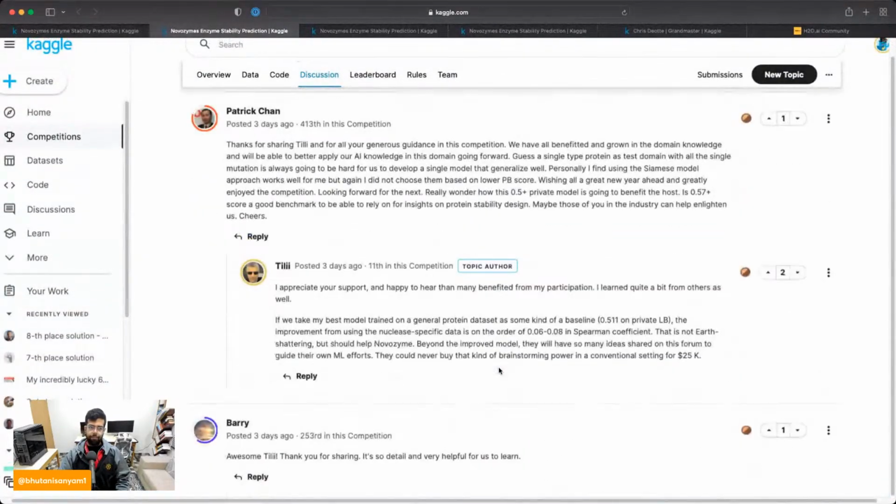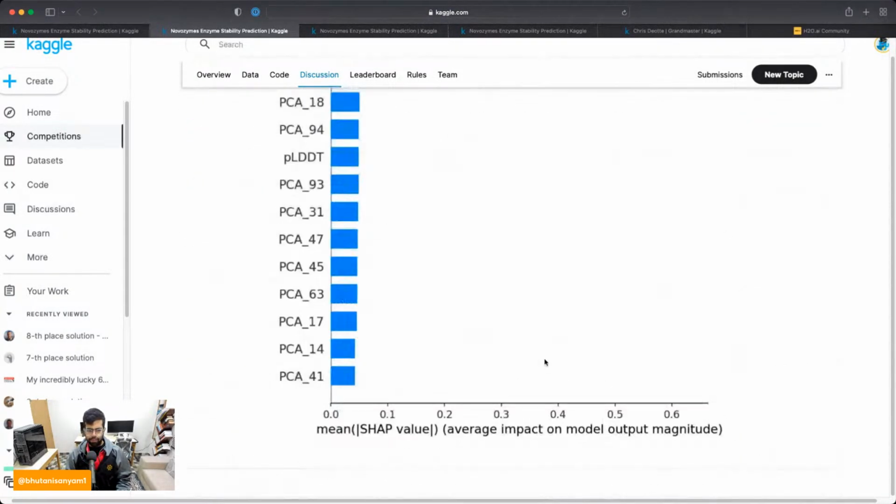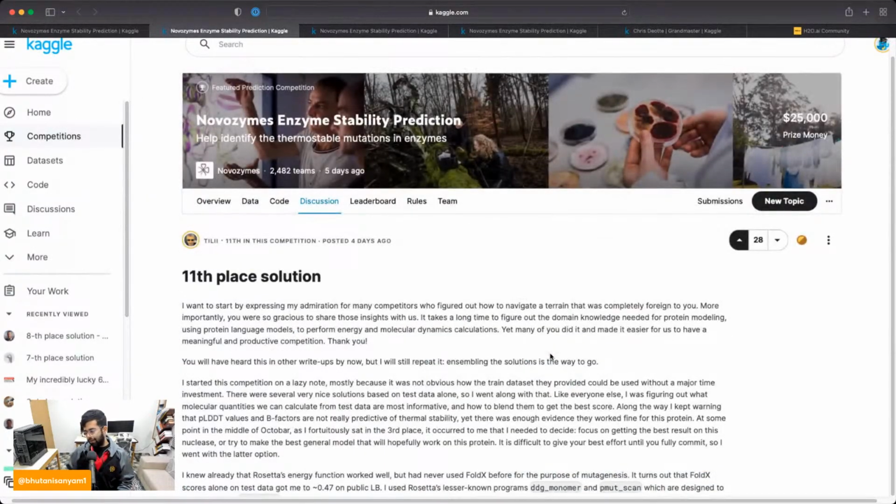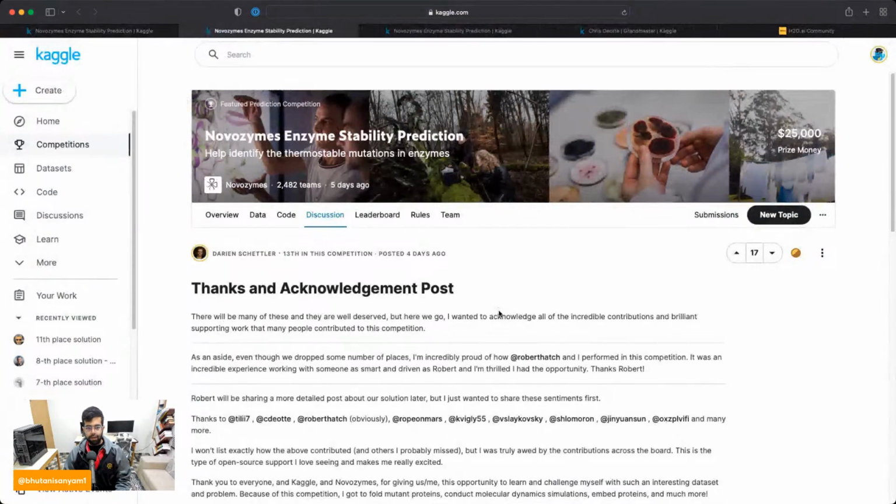Sorry, the creator of TabNet had hosted the discussion someplace else, so it wasn't here. But in one of those top solutions, Tilly and Optimo as well, that's his name, had this discussion about the TabNet models being relevant or not, and why many people chose to use it or not. So this was the 11th place solution.